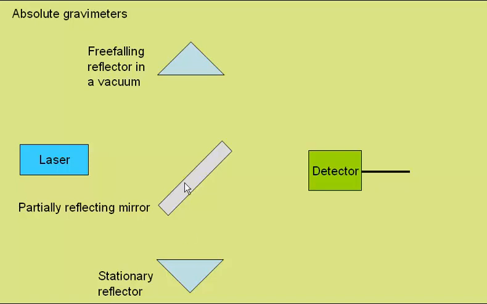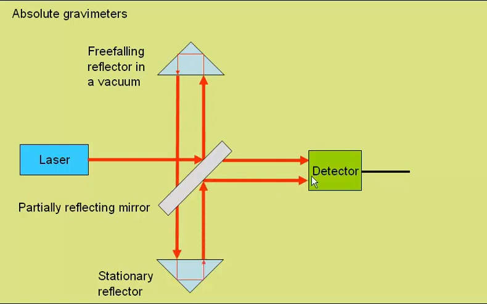In this case, our object is a reflector. It must be in a vacuum to avoid the effects of air resistance. We also have a laser, a partially reflecting mirror, a stationary reflector, and a light detector. Light from the laser will come out towards the mirror. Some will pass straight through to the detector. Some will be reflected and follow this route, reaching the detector by a longer path.